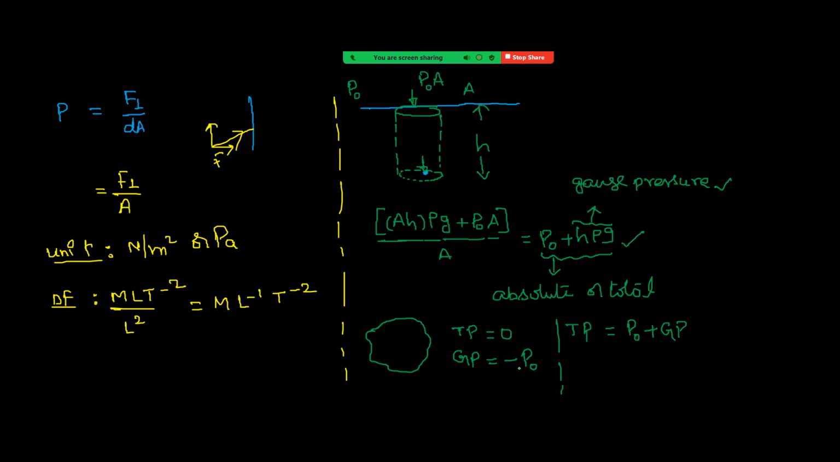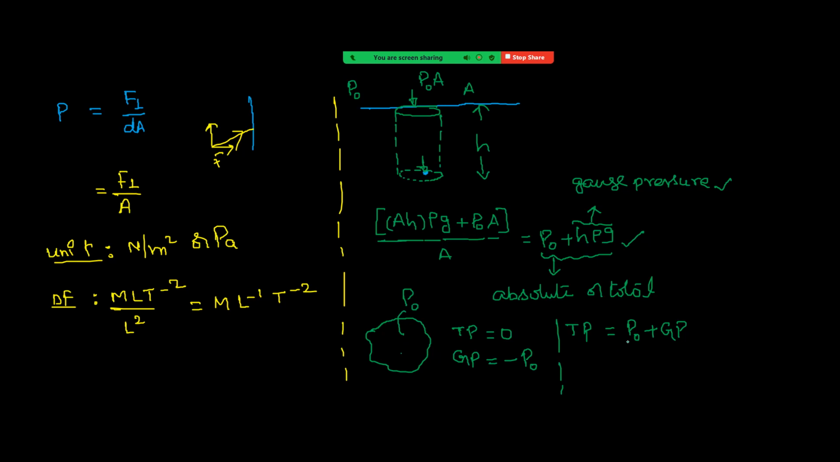Right. And here you can see gauge pressure can be positive, can be negative, or it can be zero. For example, if pressure is equal to P naught, then gauge pressure will be zero. If it is less than P naught, then gauge pressure is negative.